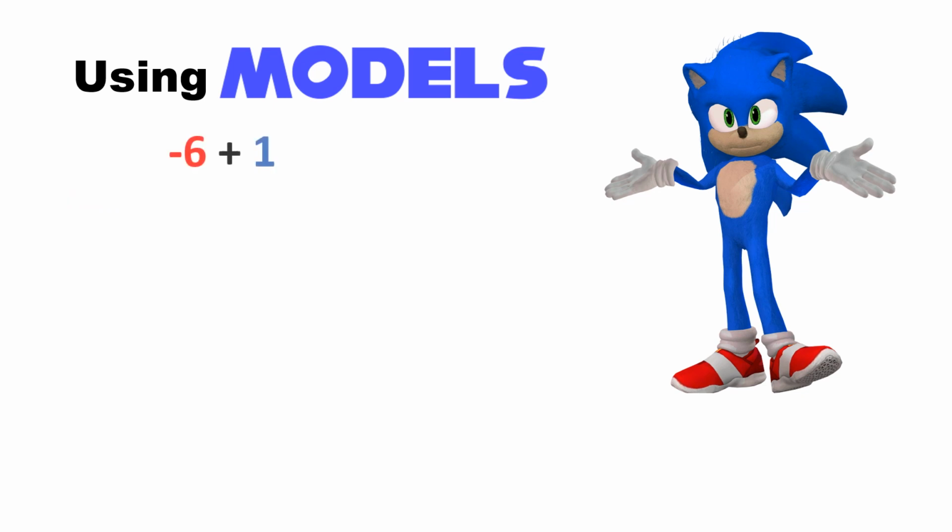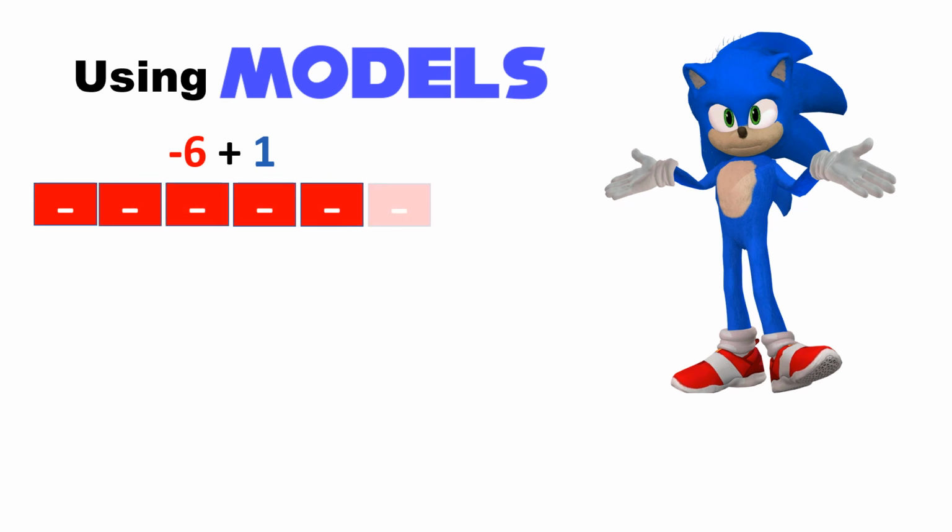One more example for you. Negative 6 plus a positive 1. I'm going to give you my model. That's negative 1, negative 2, 3, negative 4, negative 5. That's negative 6, and we have a positive 1.